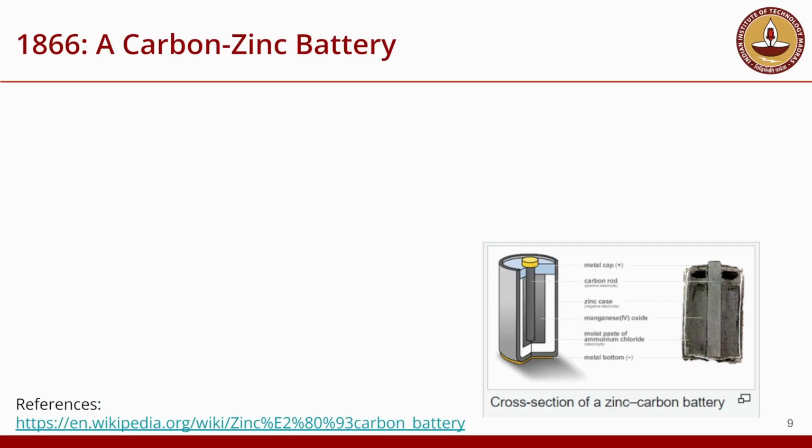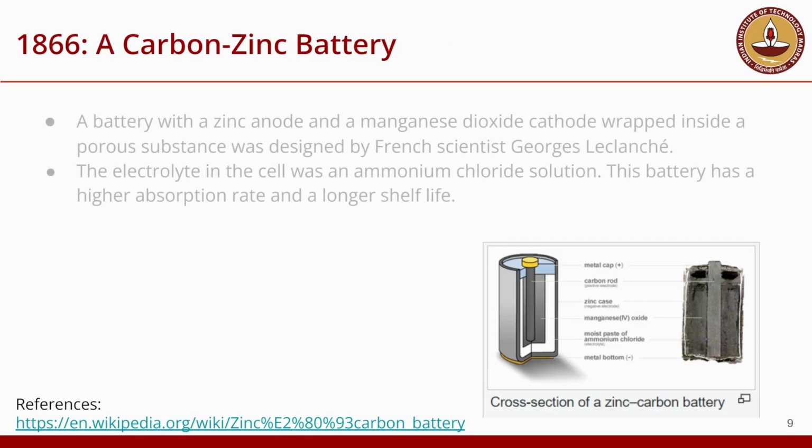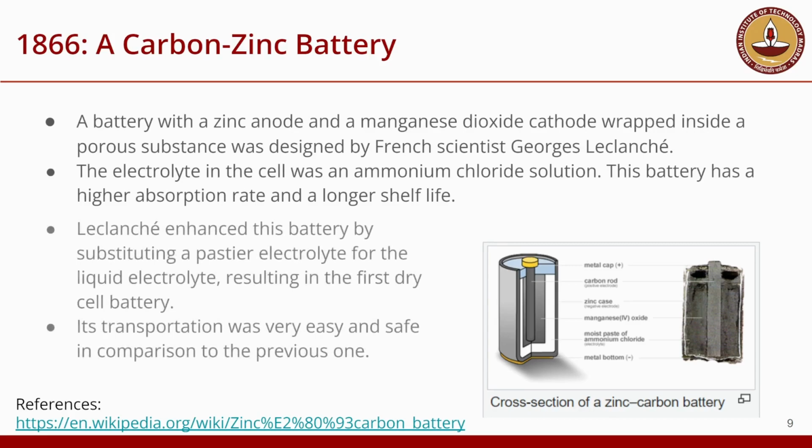1866. A carbon zinc battery. A French scientist, Georges Leclanche, invented the carbon zinc battery. This battery had a zinc anode and a manganese dioxide cathode wrapped inside a porous substance. The electrolyte in the cell was an ammonium chloride solution.